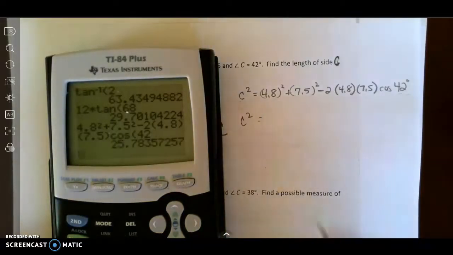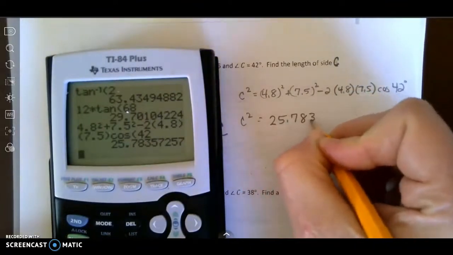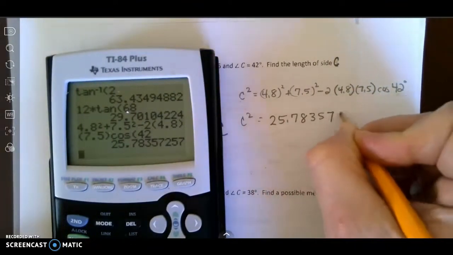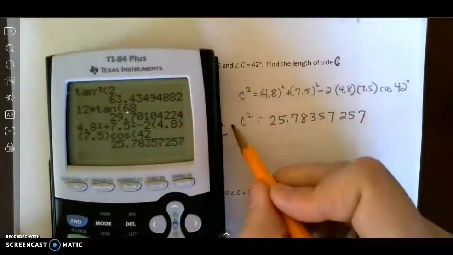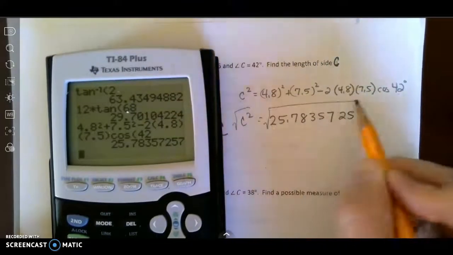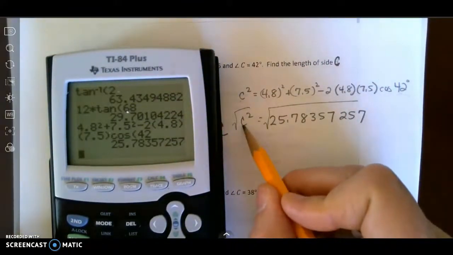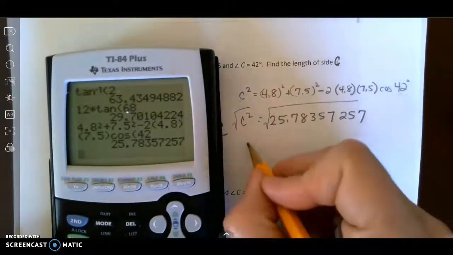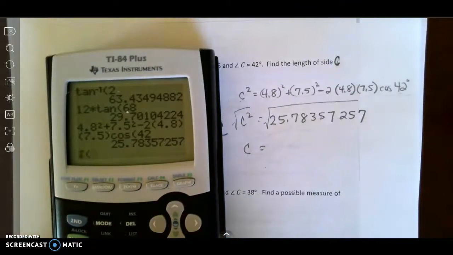And I get 25.78357257. And I'm going to take the square root. I don't need plus or minus because C has to be positive because it's the length of a side of a triangle. So I take the square root of 25.7.